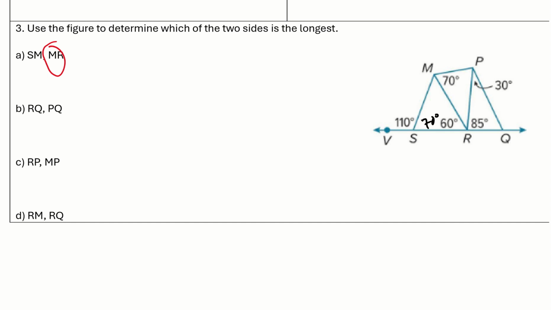All right, RQ versus PQ. What's the opposite of PQ? Opposite of PQ is 85. The opposite of RQ is 30. 85 is bigger than 30. So that means that the red dominates because the 85 is opposite of the red. So we got PQ.